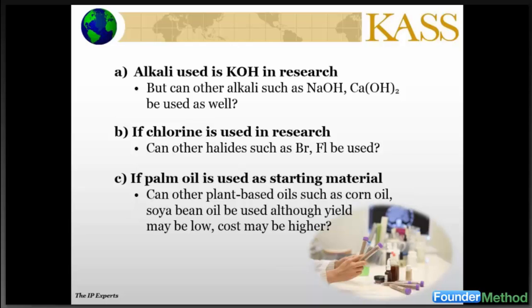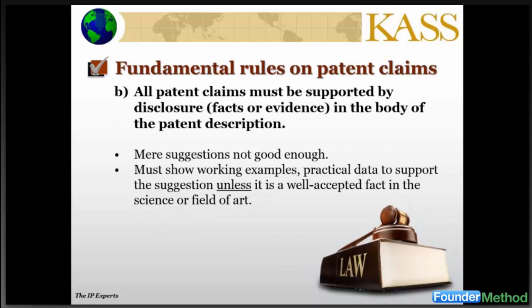Now let's look at the fundamental rules on patent claims. The laws of all the countries require that all the patent claims must be supported by disclosure, that is, facts or evidence in the body of the patent description. You cannot claim anything. For example, if you use palm oil, you cannot say that you can use any starting material, any plant-based vegetable oils as a starting material. You have to show by working examples that it's possible to substitute palm oil with other types of vegetable oils.